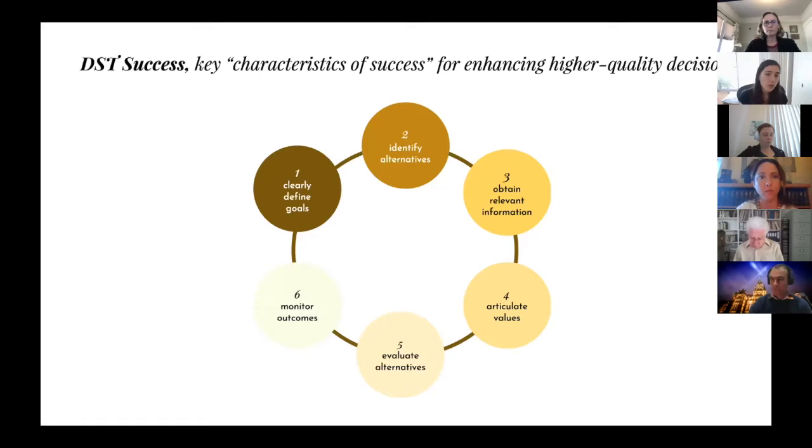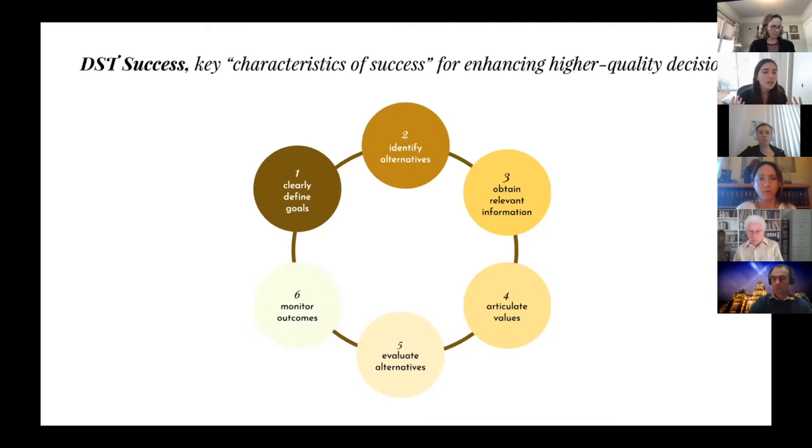Three, obtain relevant information. So this involves collecting high quality decision relevant evidence. Four, articulate values. This involves being able to voice individual and collective values, views, and preferences in relation to the decision that needs to be made. Five, evaluate alternatives. So this involves weighing the alternatives in light of relevant information and articulated values. And six, monitor outcomes. This involves reviewing the decision as well as documenting those outcomes.